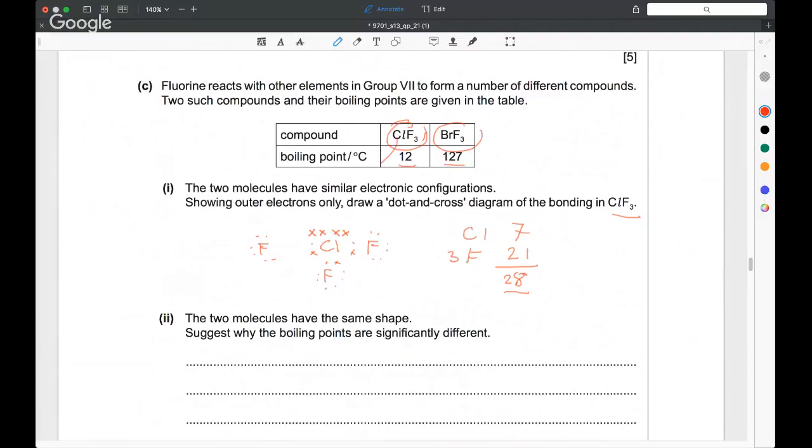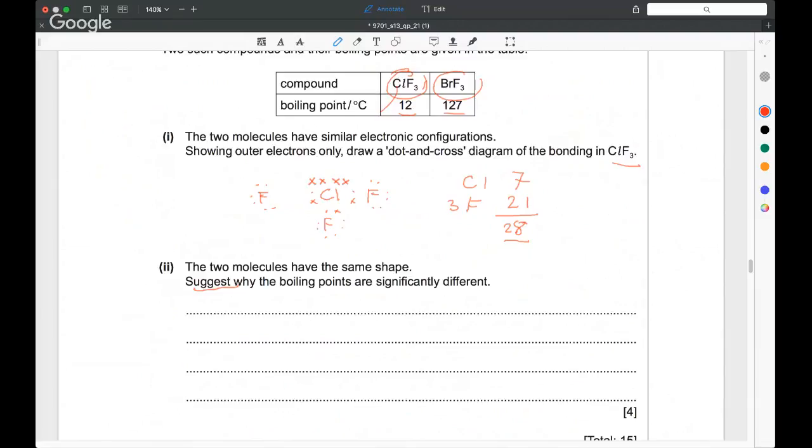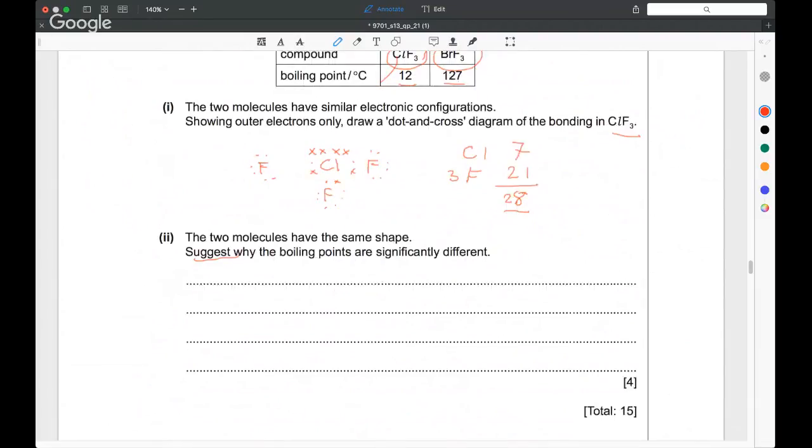So the 2 molecules have the same shape, chlorine trifluoride and bromine trifluoride, and you've got to suggest why the boiling points are different. Okay, so you're looking for 4 marks there. They're looking for quite a lot of suggestion, so I'm trying to highlight the 4 anyway. If you look at a chlorine to fluorine bond compared to a bromine to fluorine bond, the electronegativity difference is greater for bromine to fluorine than chlorine to fluorine. So that'll be a slightly more polar bond.